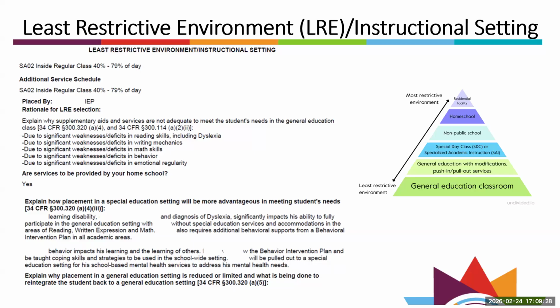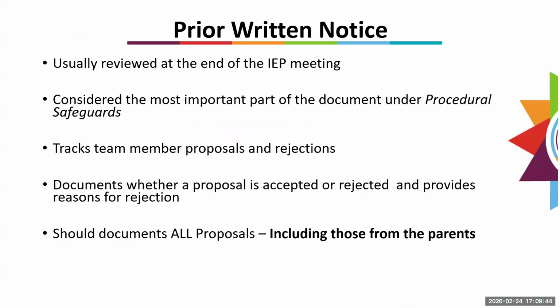On the left is an example of what it may look like in your child's IEP. And on the right are the different options from the least restrictive environment all the way up to the most restrictive environment. So now we're headed to the prior written notice. The prior written notice, or PWN, documents what the team proposed, what was accepted or rejected, and the reasons why. The PWN should include all proposals, including those from the family.